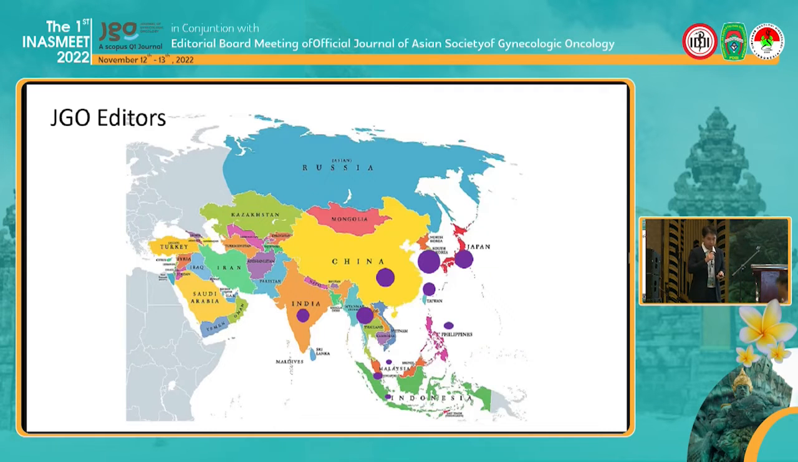And these are the JGO editors. The size of the purple circle indicates how big the volume is for each country. So yeah, I'm sorry, for Indonesia the circle size is so small. You can see here. So yeah, I'd love to have more from Indonesia in the future.